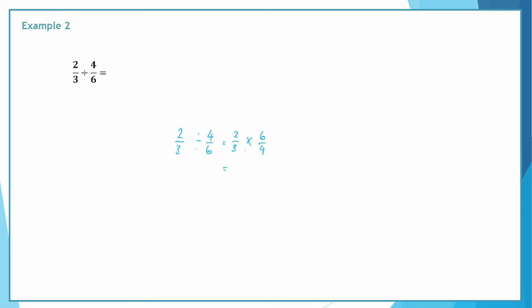And then we can just do the same thing that we did in the previous example. So 2 times 6 equals 12. 3 times 4 also equals 12. So we know that the answer is 12 over 12. In other words, the answer is 1. And that's our answer there.